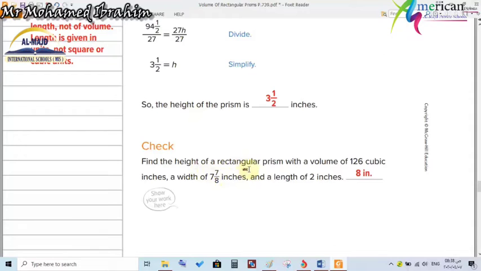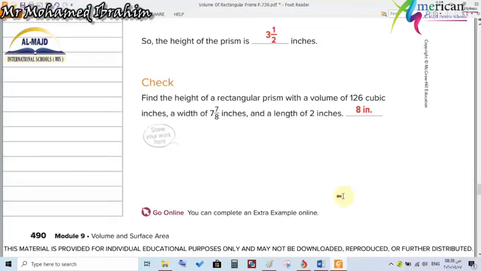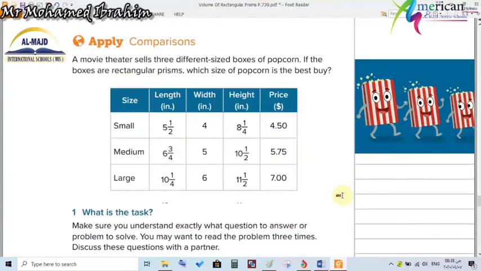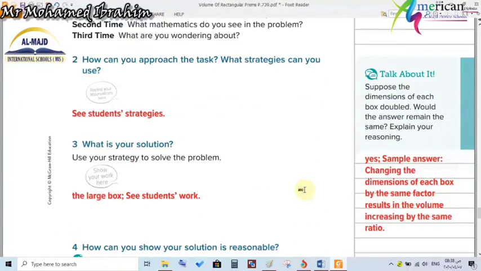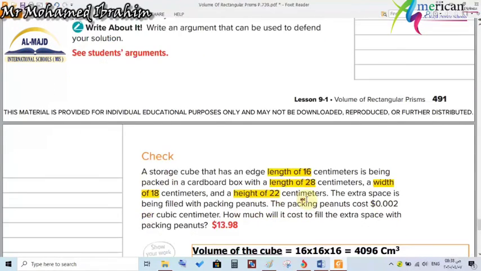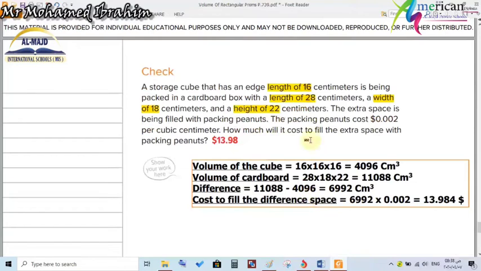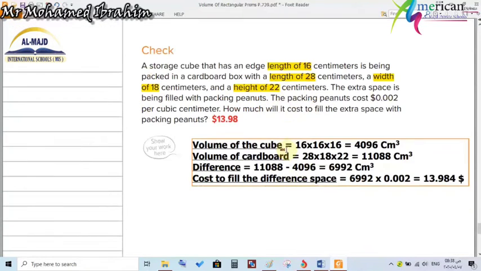Find the height of a rectangular prism with the volume of 126 cubic inches, width 7 and 7/8 inches, and length of 2 inches. I already solved it for you. Just try to check my answer. And here is another math example. I already solved it for you, but I want you to understand it.